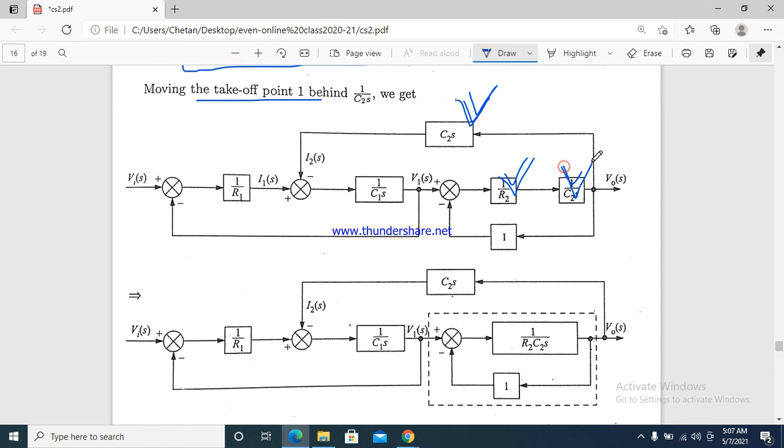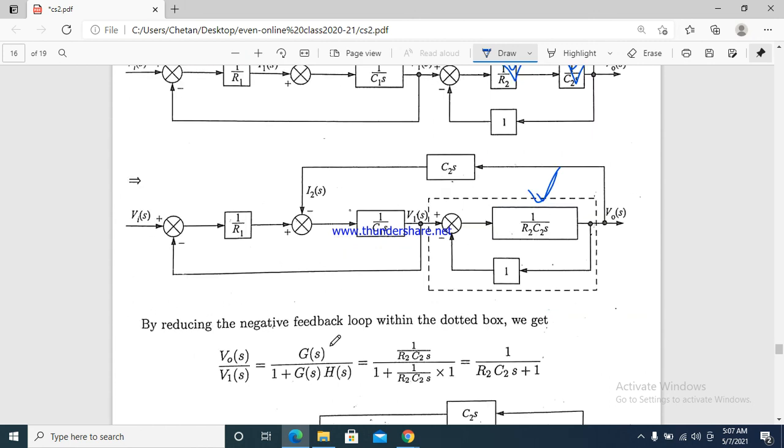Multiply this one with this, you will get this expression. Next, V naught of s divided by V1 of s is equal to G of s divided by 1 plus G of s into H of s. Wherever you have G of s, in place of that, write down your G of s value. This is your G of s. Your H of s is 1. Next, if you simplify this one, you will get V naught of s divided by V1 of s.